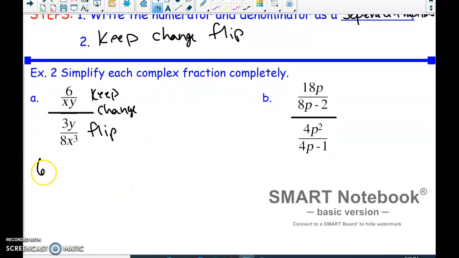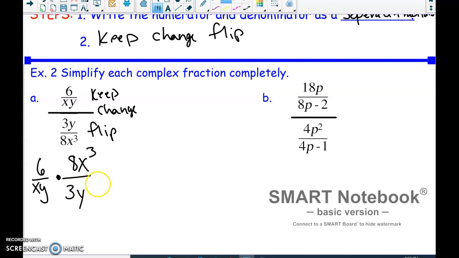So we're going to keep 6 over xy the same. I'm going to change that division sign to multiplication. And then I'm going to flip that fraction, 8x cubed over 3y. Now I'm going to cancel what I can.